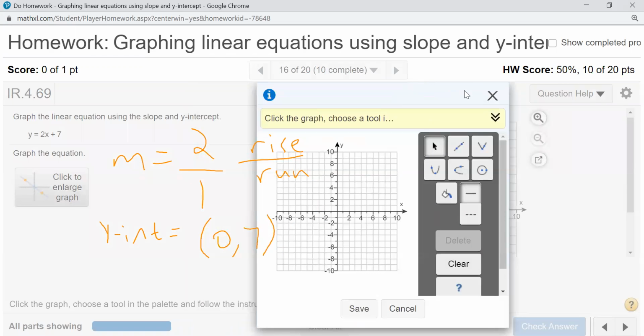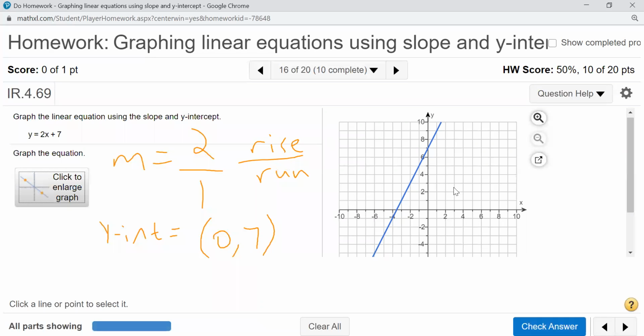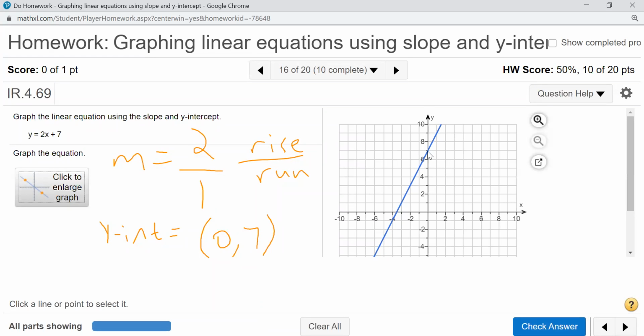And so now we take our line tool, we put our first point at 0, 7, then we go 1 unit to the right and 2 units up. So it crosses the y-axis at 0, 7, and 1 unit to the right, 2 units up.